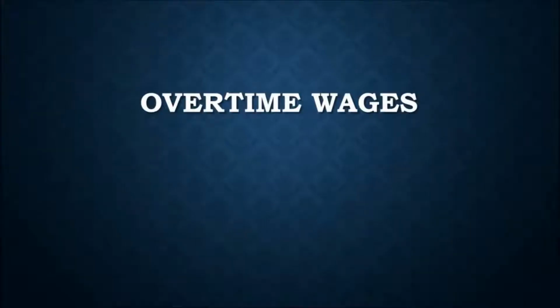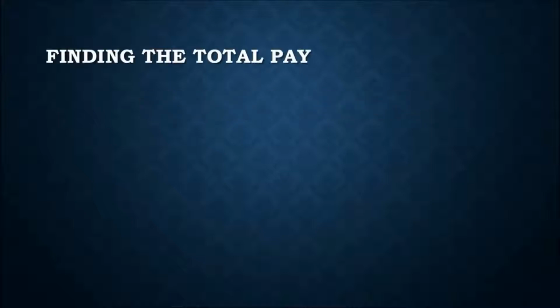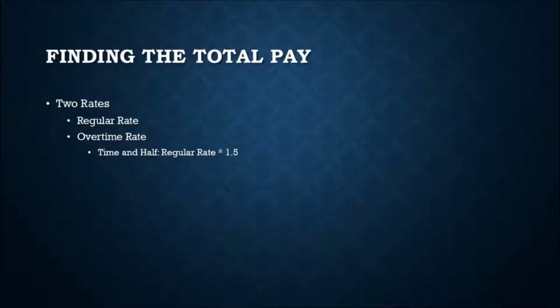Mr. M here, and today we're going to talk about overtime wages. To find the total pay you make in a week if you're an hourly employee, there's two types of rates you might have to deal with: your regular rate and your overtime rate. Now, for overtime rate, there's the time and a half, which is regular rate times 1.5, or the double rate, which is your regular rate times 2.